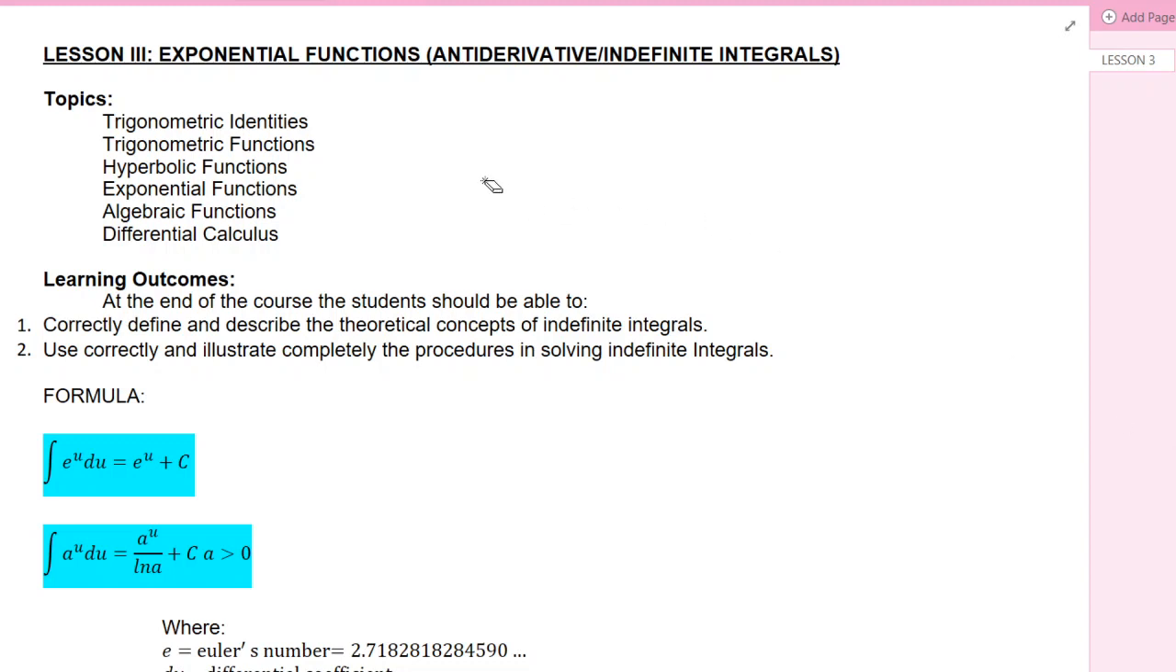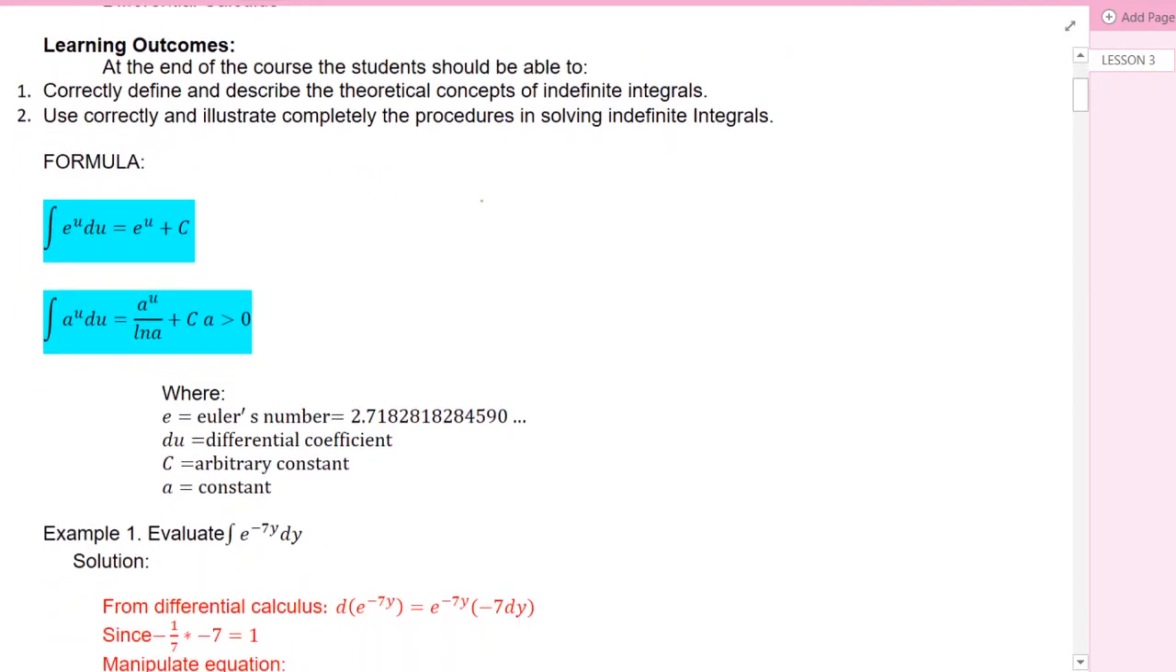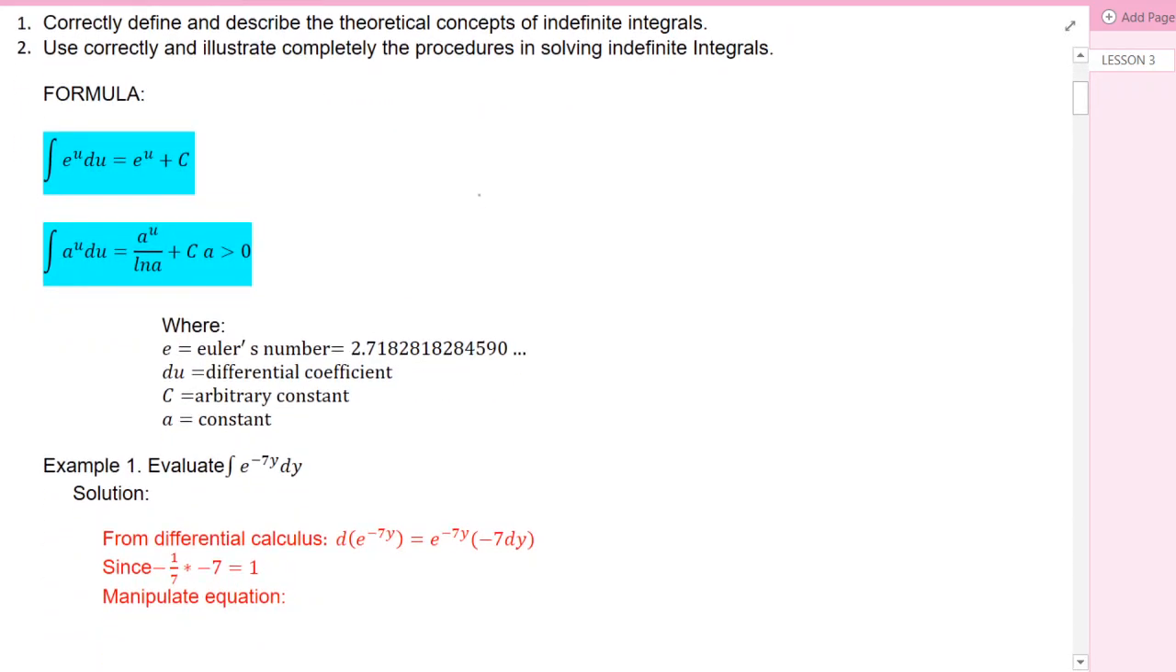Let us have the exponential functions for your indefinite integrals. So for this one, your formula is the integral of e raised to u du. Your e there is Euler's number, that is a mathematical constant, class. Don't forget that is equal to e raised to u plus c. Okay, so if that is the integral of a constant raised to u, that is equal to a constant raised to u divided by the ln of the constant, plus c.